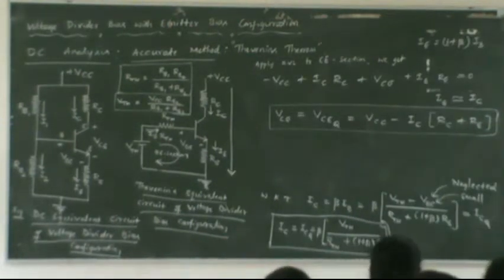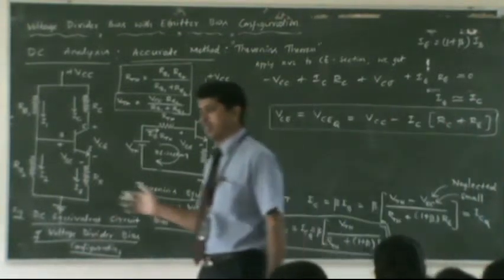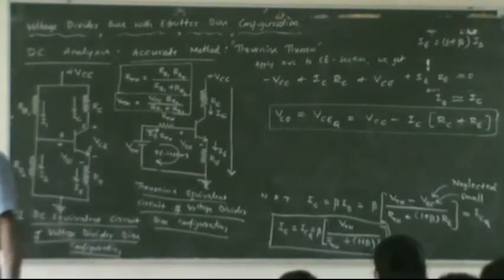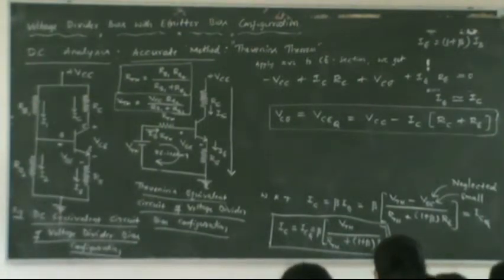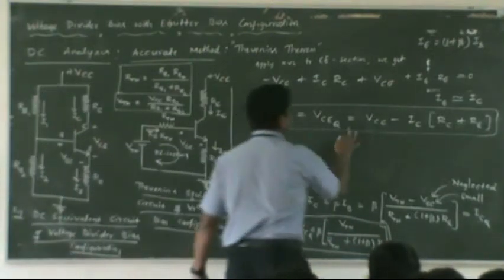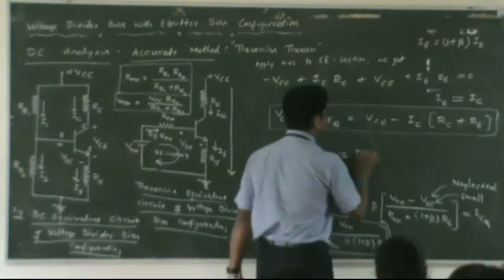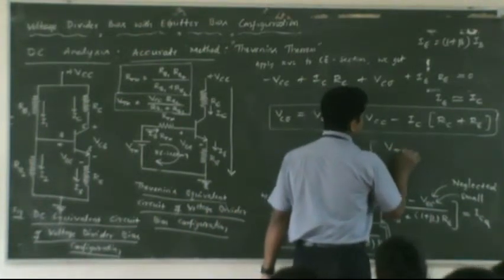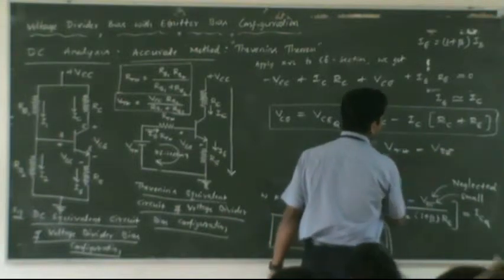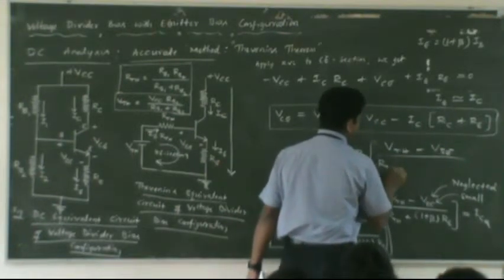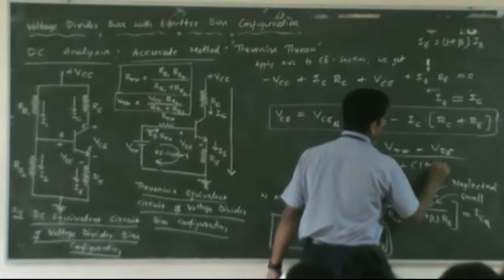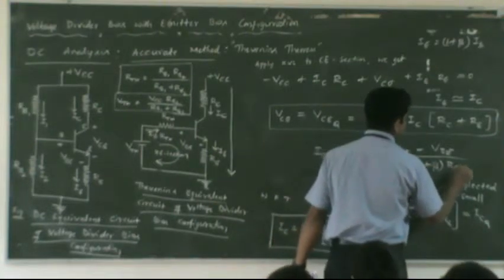Here I present the collector current and collector voltage expressions. You must remember these expressions, otherwise it will be difficult for you to solve problems on voltage divider bias. Try to relate the expression for VCEQ, which we already wrote here, and ICQ, which is beta times V Thevenin minus VBE divided by R Thevenin plus 1 plus beta times RE.